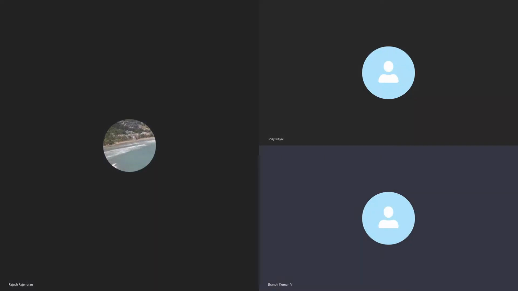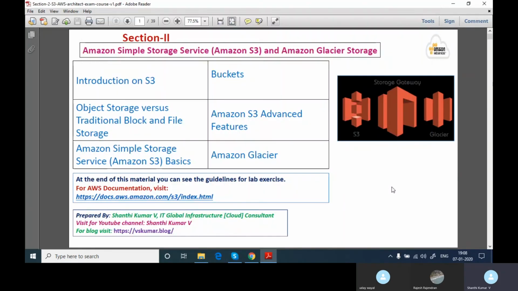So what we'll see in this chapter, we'll see Simple Storage Service, which is provided by Amazon Web Services, and we'll go through the introduction about S3. Then later on we'll see what are the object storage devices in the traditional systems like block storage, file storage, such kind of things. Then later on about S3 basics we'll learn. Then later on the buckets and concepts and advanced features of S3, and later on the cold storage facility or service which is called Glacier. We'll know that.